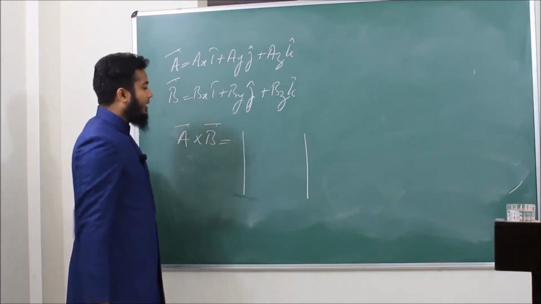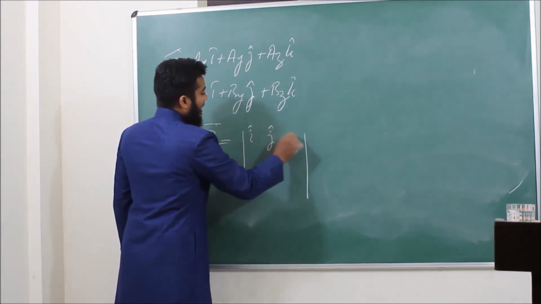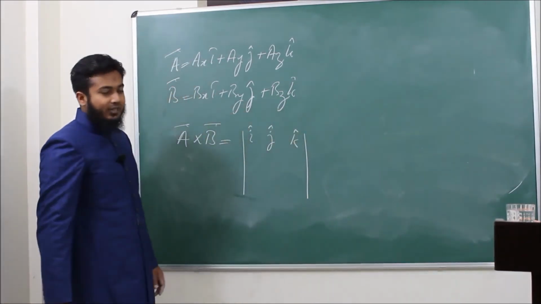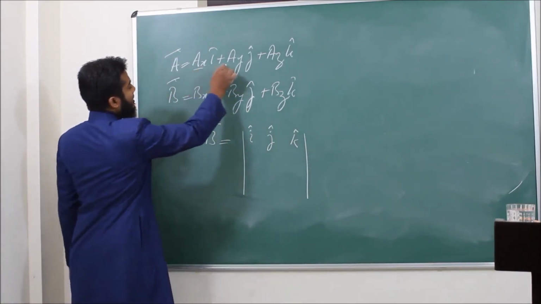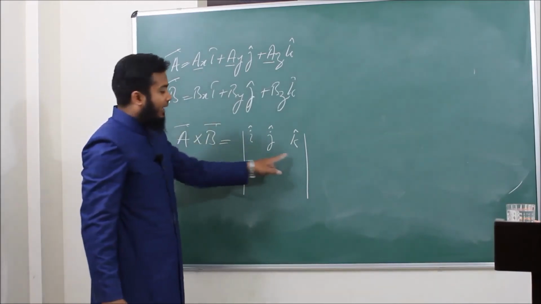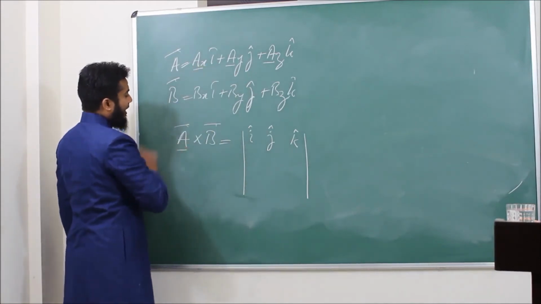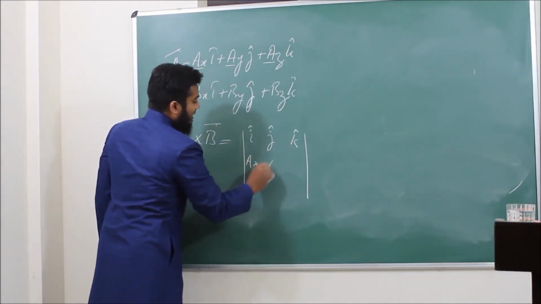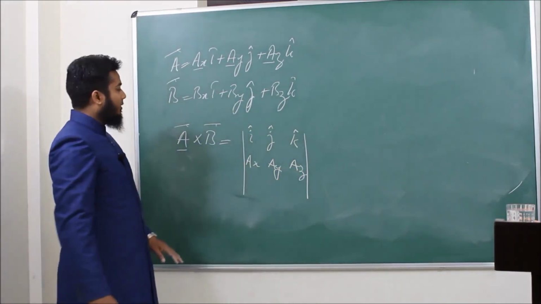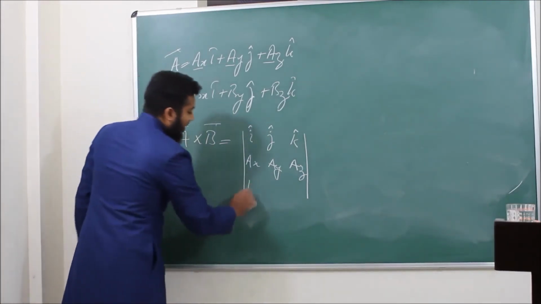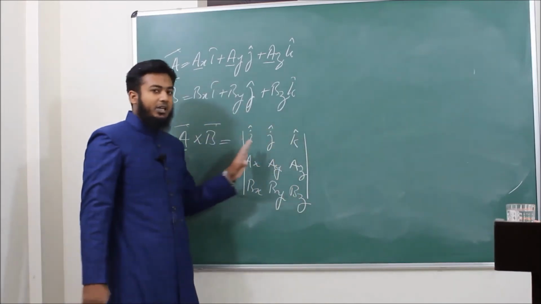We draw two perpendicular lines, and in the first row we write i, j, and k unit vectors. And in the second row we write the elements of the first vector, this A. So AX, AY, and AZ. Then in the third row we will write the elements of the second vector, that is BX, BY, and BZ. So this is how we will prepare the matrix.